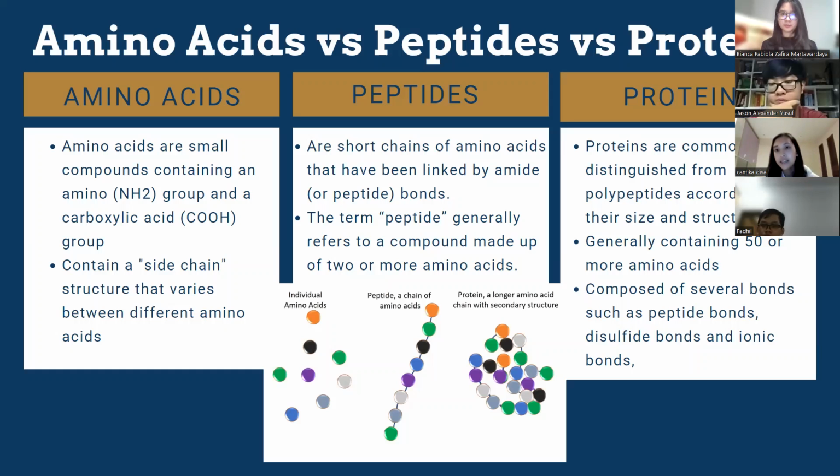Meanwhile, proteins are pretty similar to peptides. However, they are distinguished from polypeptides according to their size and structure. They generally contain 50 or more amino acids, and they are held together by several kinds of bonds, such as peptide bonds, disulfide bonds, and ionic bonds. So peptides are only composed of peptide bonds, while proteins have more than peptide bonds. You can see a simple figure here where the small units are the amino acids, a chain of them makes a peptide, and a longer, more complex chain with a secondary structure and different types of bonds is called a protein.